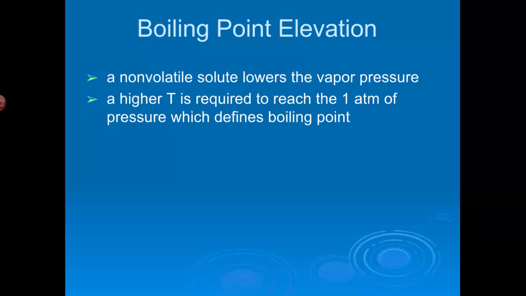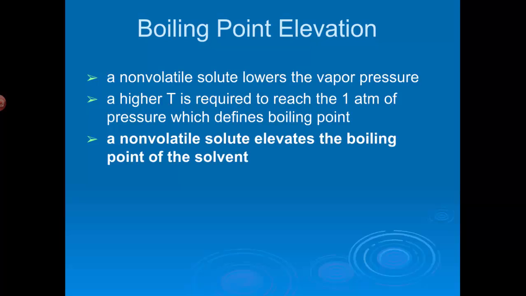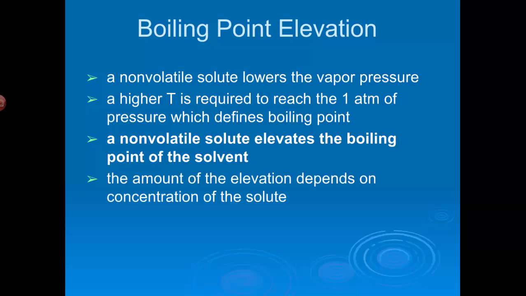If you have particles in that liquid that are interfering with that, preventing liquid molecules from getting into the vapor, then it means you have to add more energy to get those same number of particles into the vapor, to get your vapor pressure equal to atmospheric pressure. That means that your liquid is going to boil at a higher temperature. Okay? So a non-volatile solute elevates the boiling point of the solvent. The amount of elevation, how high the boiling point will change, depends on the concentration, in other words, the number of particles of the solute.